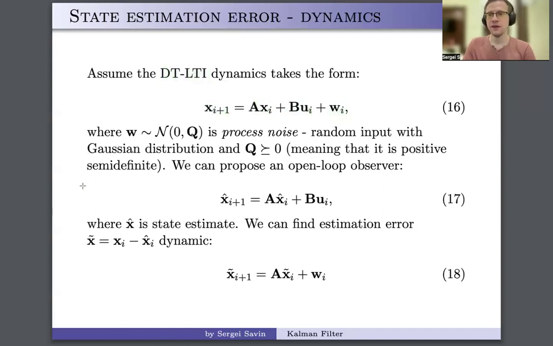Now, our w will be a random process, a random variable. It will be sampled from a Gaussian distribution with a mean of 0 and with a covariance of Q. And this is going to be called the process noise. The covariance is positive definite, positive semi-definite in this case, right?